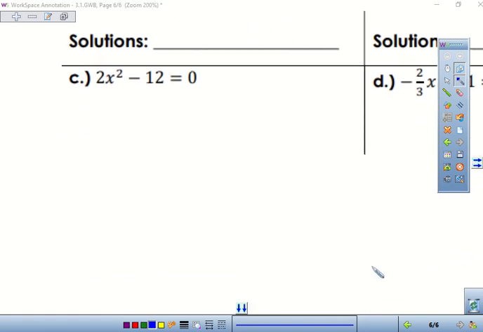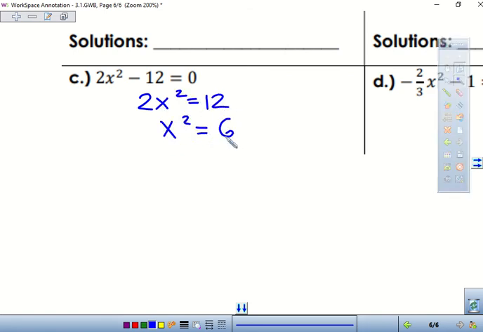We have an x squared in just numbers, so we need to isolate the x squared. We'll start by adding 12 to both sides, and then dividing, which gives me x squared equals 6. How do I reverse a square in math? Take the square root. That's going to give me x equals plus or minus square root of 6.